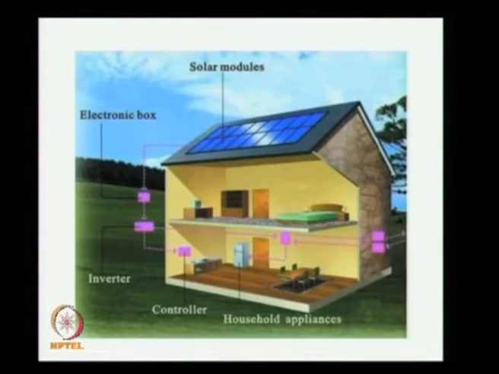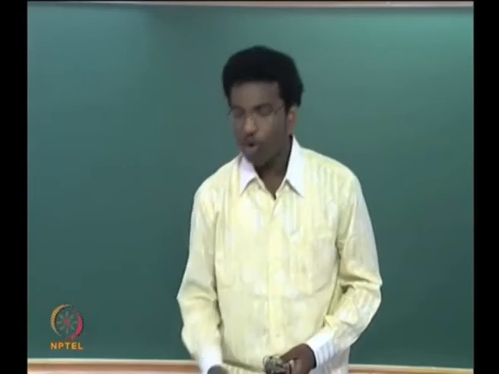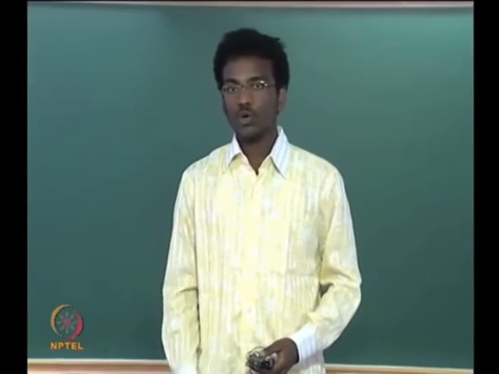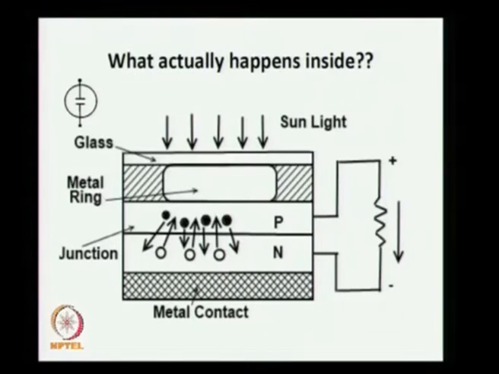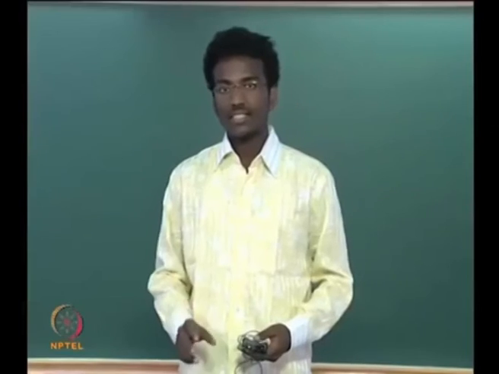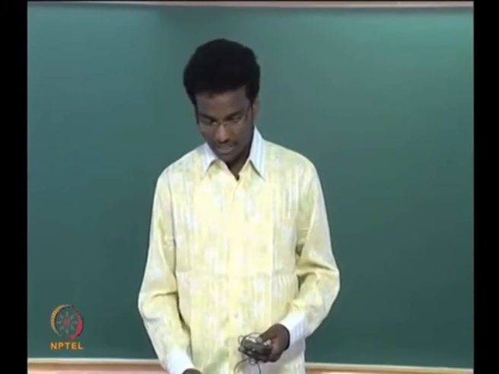A typical photovoltaic system includes an array of solar panels, an inverter, a controller, and an electronic box. So, how do these solar panels work? A solar panel essentially consists of a PN junction diode. The glass chamber on the top of the P-type material is made as thin as possible so that the incident light's photons may easily reach the junction.